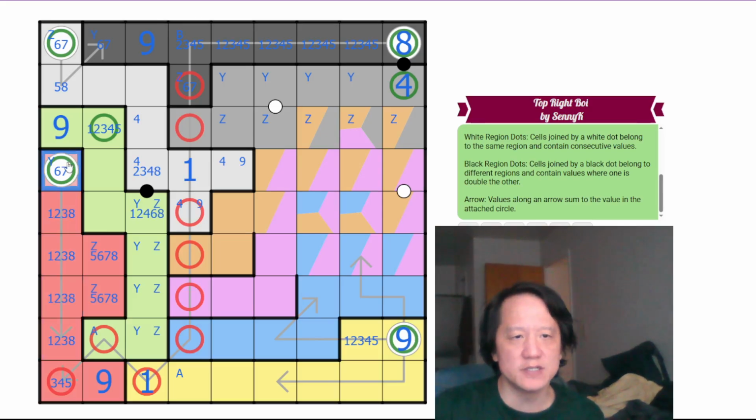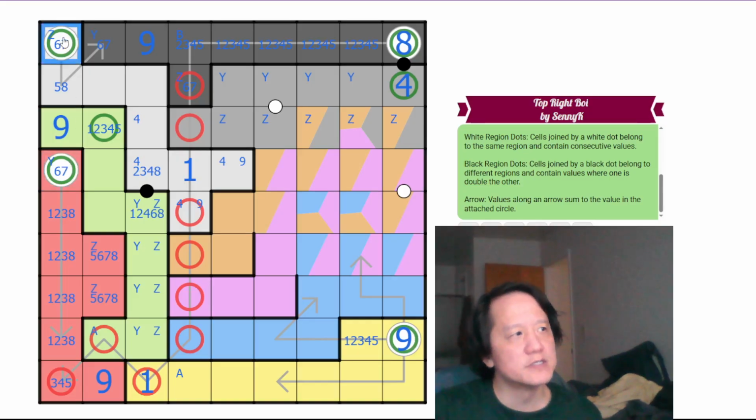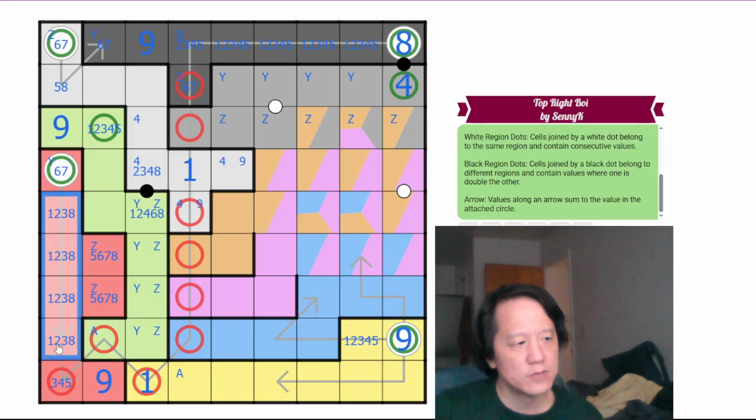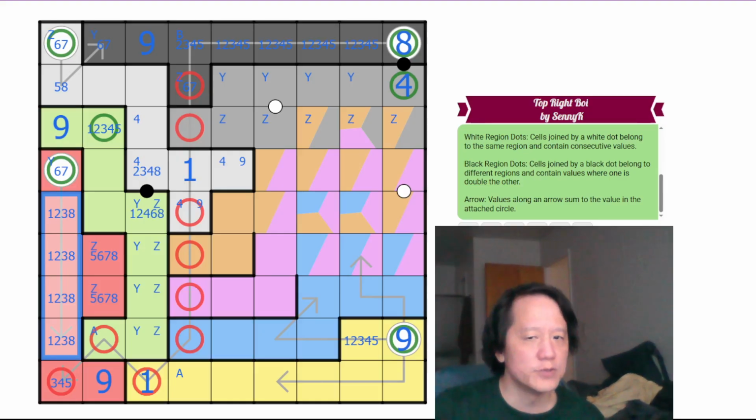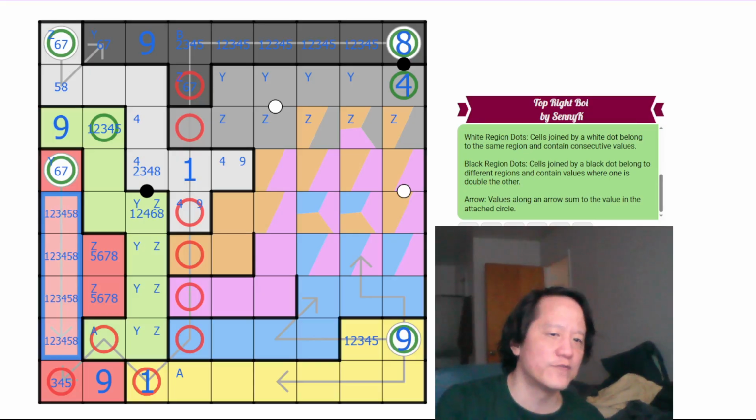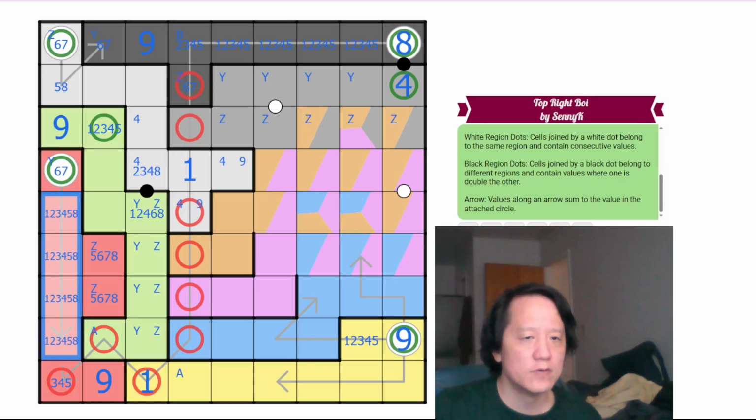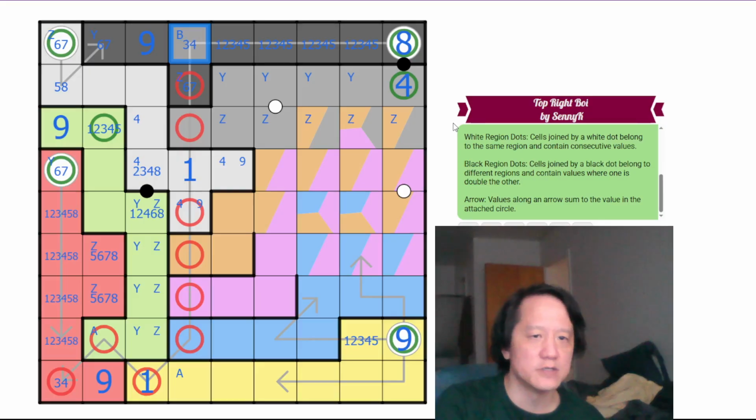So if this is 6 doubled, this is 7 doubled, this is 6 and 8. It's either 1, 2, 4, 5. It cannot be 1, 2, 3, 6. So in that case, this would be 1, 2, 4, 5. And this would have to be 3. So this is 3 or 4. And that matches this.